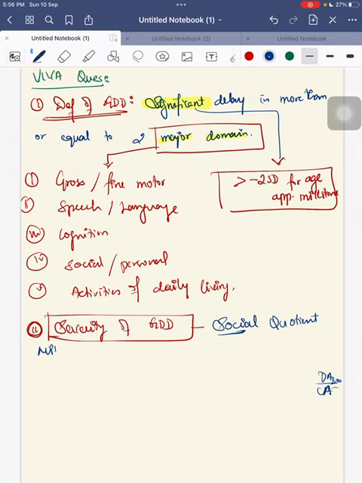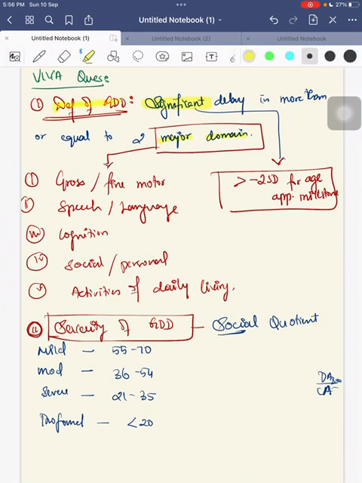Here you will classify it as mild, moderate, severe and profound. Mild is when the child is between 55 to 70, moderate is between 36 to 54, severe is between 21 to 35, and profound is less than 20. So this is the severity of global developmental delay. This is your second question. So first is the definition of global developmental delay, next is the severity, and third is the points to diagnose this child as having cerebral palsy.